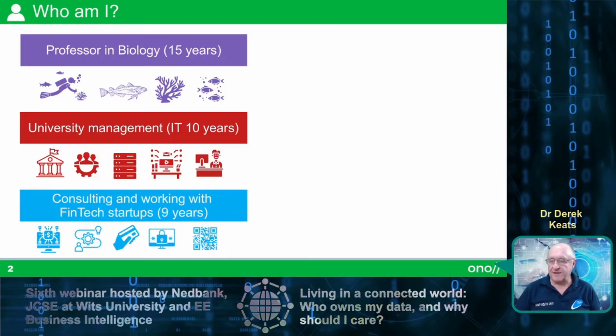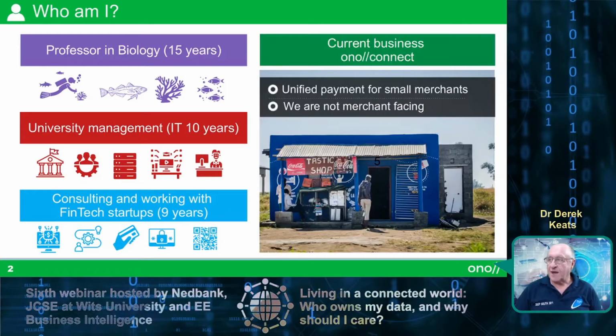I left there and I started consulting and working with some fintech startups, and I've been doing that work with fintechs now for 9 years. I'm currently part of a business called OnoConnect. We are a unified payment business focused on small merchants primarily, but we're not merchant facing. We do the processing on behalf of payment processors that are focused on smaller merchants, and you may know us as the back-end engine behind Yoko Payments, which is the largest payment organization in South Africa focused on small merchants.